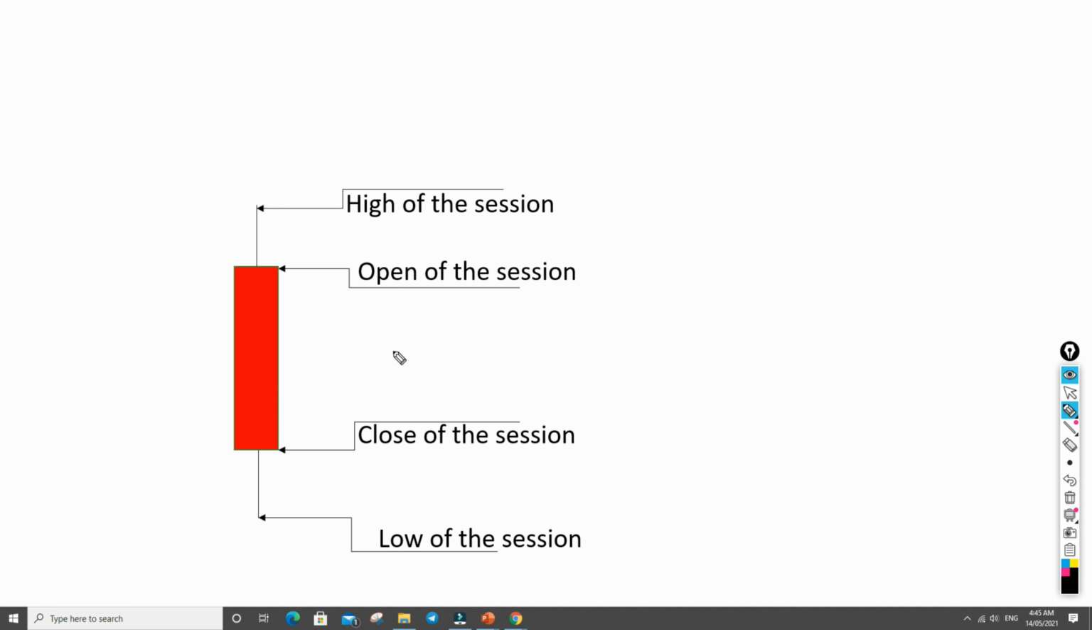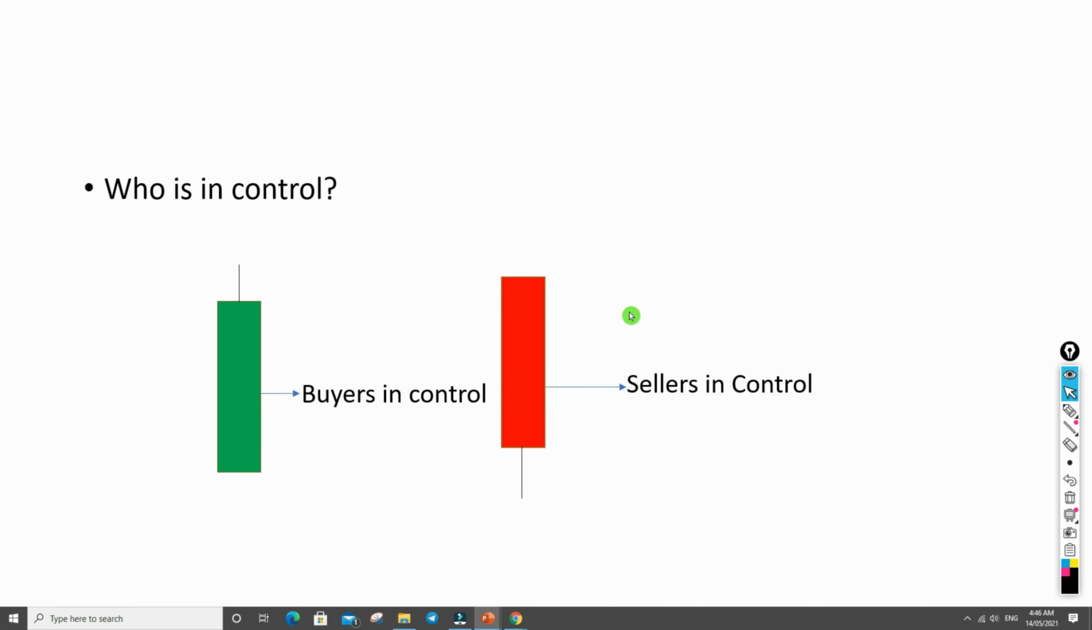I hope you understood now what a candle is. We can use different time frames, but this is the basic concept of a candle. Now let's look at what types of candles we can see.